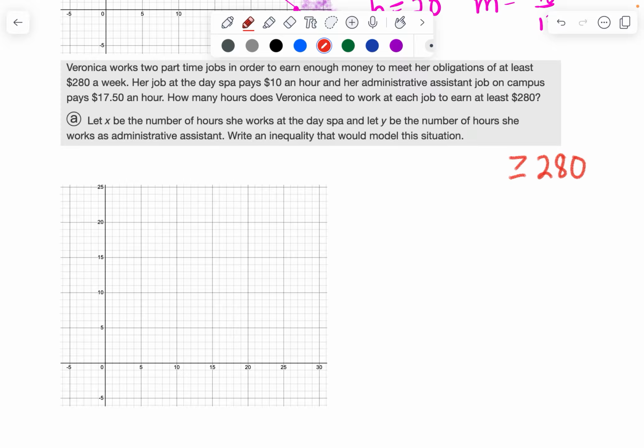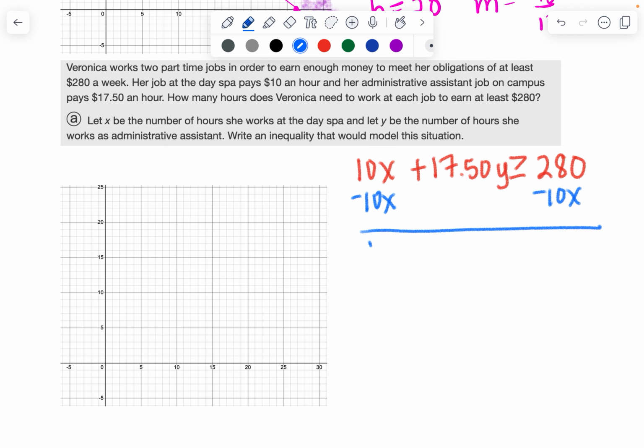So X is the number of hours at the day spa, 10X. Y is the number of hours as administrative assistant, so 17.50Y. There's our inequality. Now we need to solve for Y. So I'll take 10X from both sides. 17.50Y greater than or equal to negative 10X plus 280. And then divide everything by 17.50.